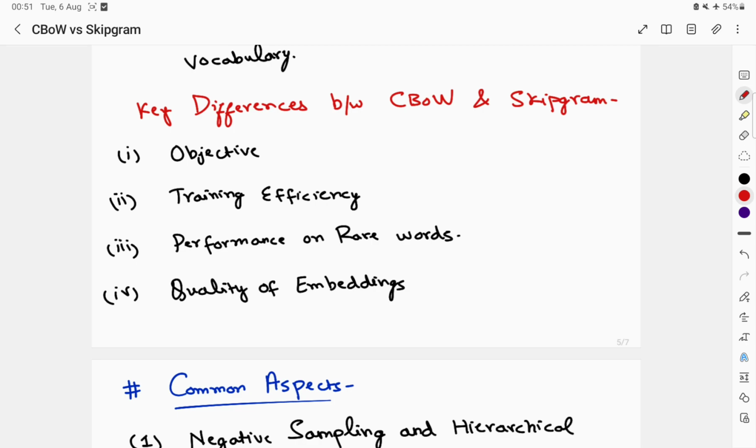For skipgram, it is to predict the context words given your target word. The second one is the training efficiency. Of course, CBOW trains faster and it's more efficient compared to skipgram. Skipgram has a slower training and it's more computationally intensive.